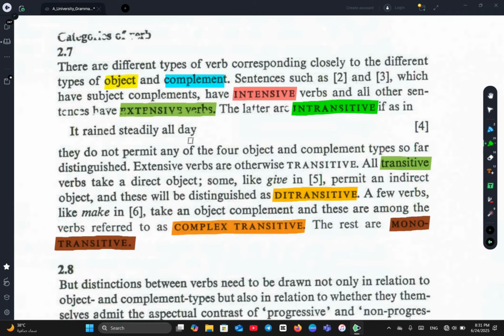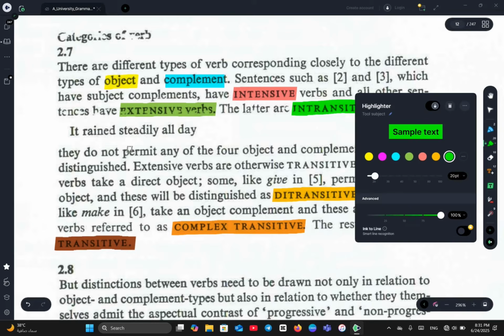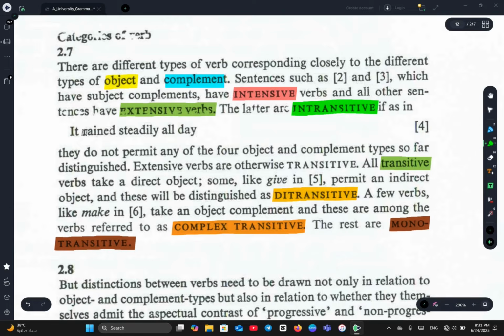You might be wondering, but what about steadily and all day? Both of these are adverbials. They're not complements or objects. Now let's move to the last category, which is extensive verb. An extensive verb is the transitive verb.